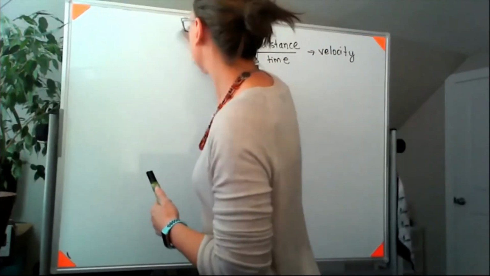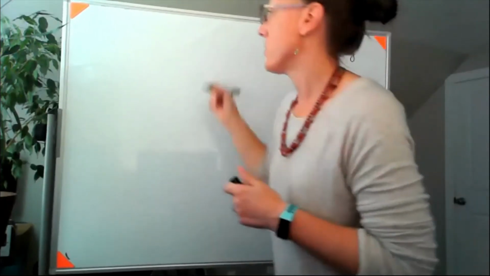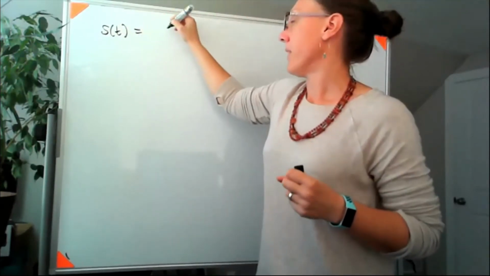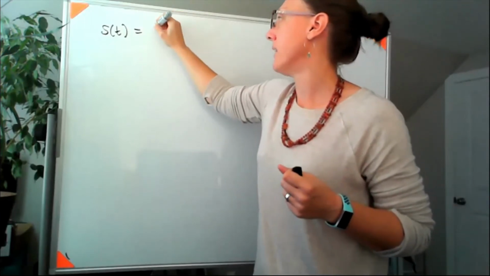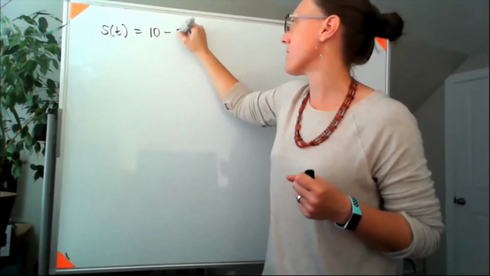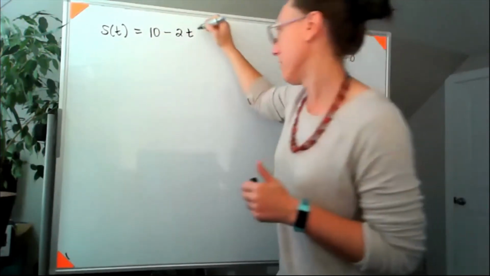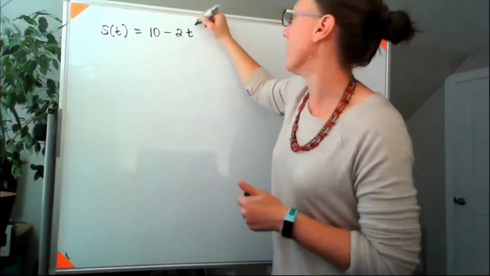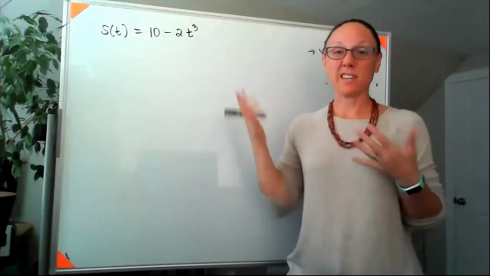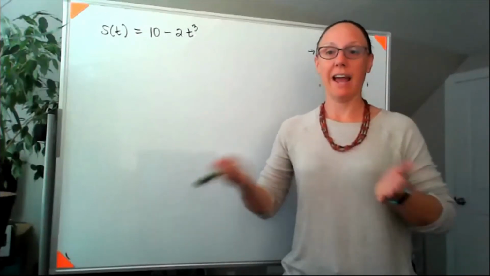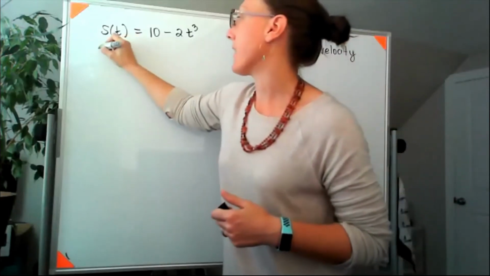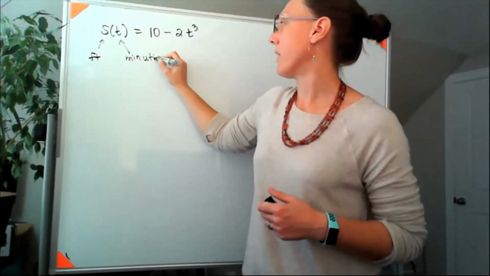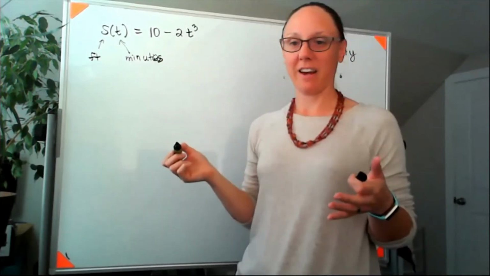So my function s of t is going to be 10 minus 2t cubed. I lied. 10 minus 2t cubed. So this is my function that's going to tell me my position after t minutes. So maybe that s is in feet and my t is in minutes. And I'm going to specify that up at the beginning.